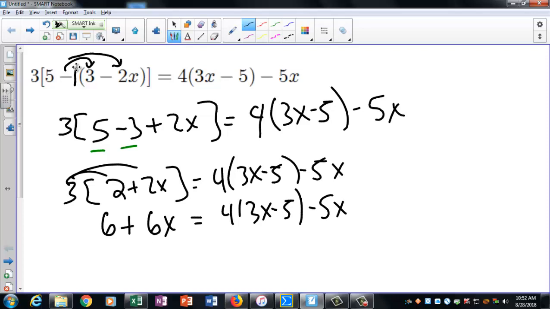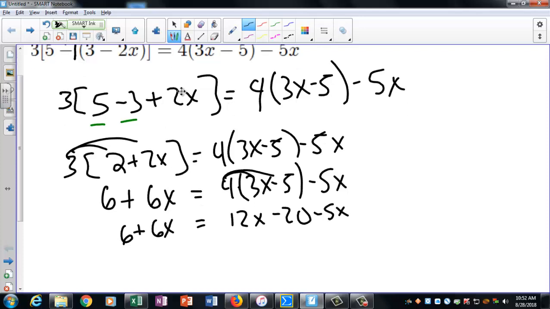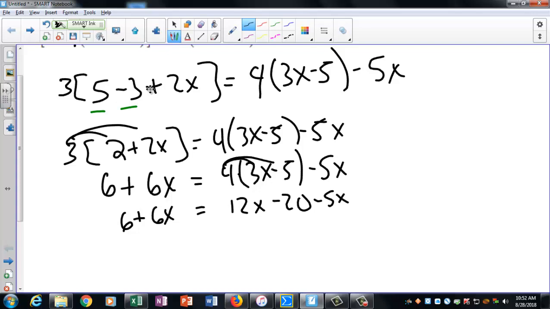So again, I'm still just showing it one step at a time. I'm not trying to combine any steps into one. From here, 4 times 3x is 12x. 4 times 5 is minus 20 minus 5x. Now from there, 12x minus 5x is 7x minus 20, 6 plus 6x.